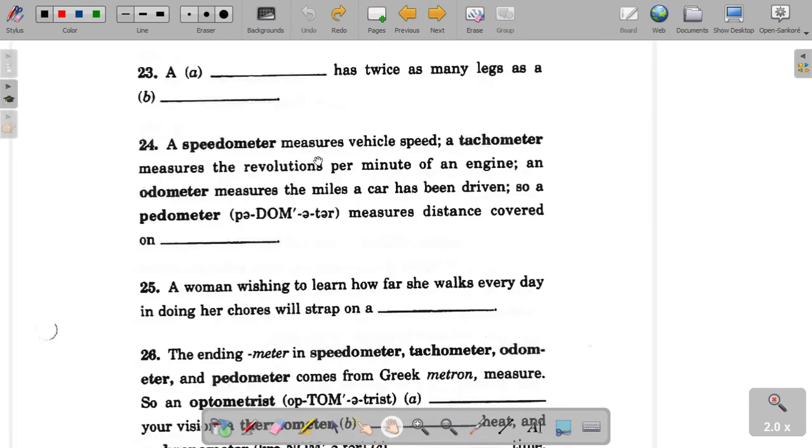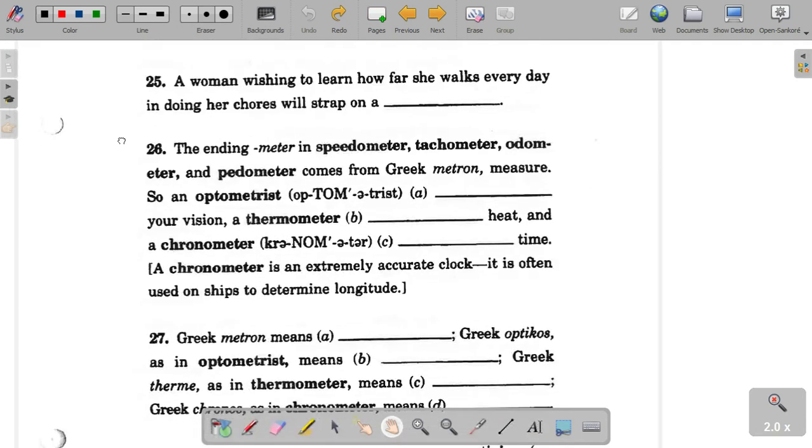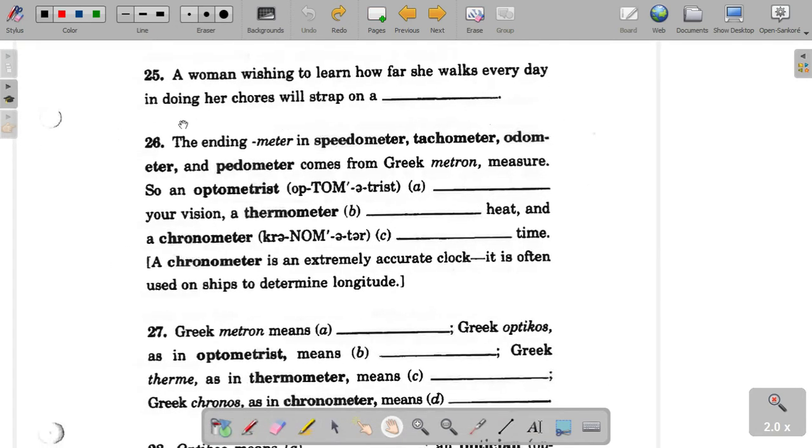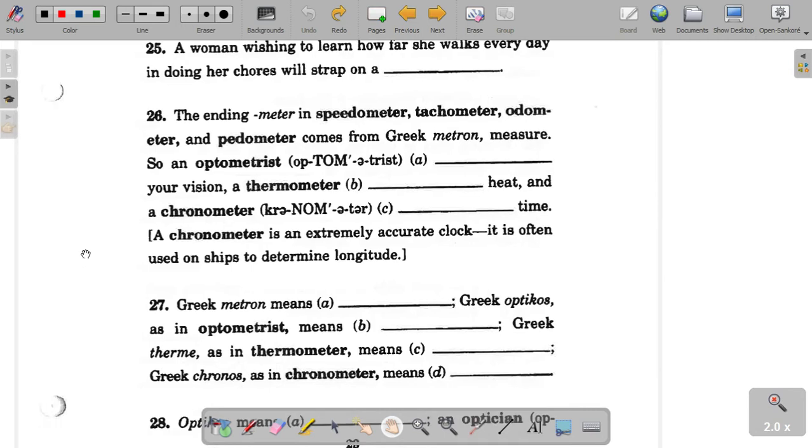A speedometer measures vehicle speed. A tachometer measures the revolutions per minute of an engine. An odometer measures the miles a car has been driven. And a pedometer measures distance covered on what? Feet. Good. So a woman wishing to learn how far she walks every day will put on what? A pedometer. Yeah. So the ending meter in speedometer, etc., comes from metron, which means to measure.